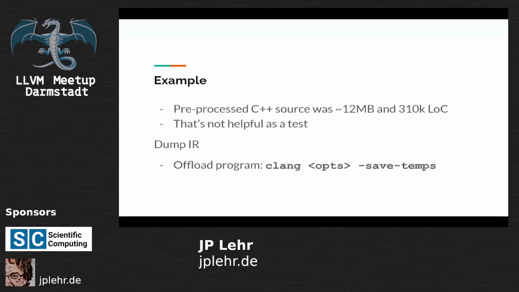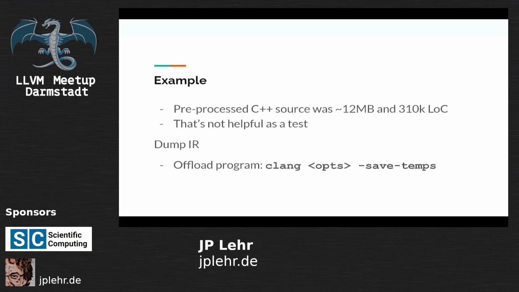And then I looked at what Clang says for bug reports, and it says you should upload the preprocessed C++ source and the build script and whatever. So I looked, this was about 12 megabytes of C++ with about 310,000 lines of code, and that's not helpful as a test. At least I wouldn't think that that's helpful. Okay. So then I looked around, what can I do? And basically llvm-reduce was what I wanted to use. But how do I get the IR? Because that didn't produce any IR.